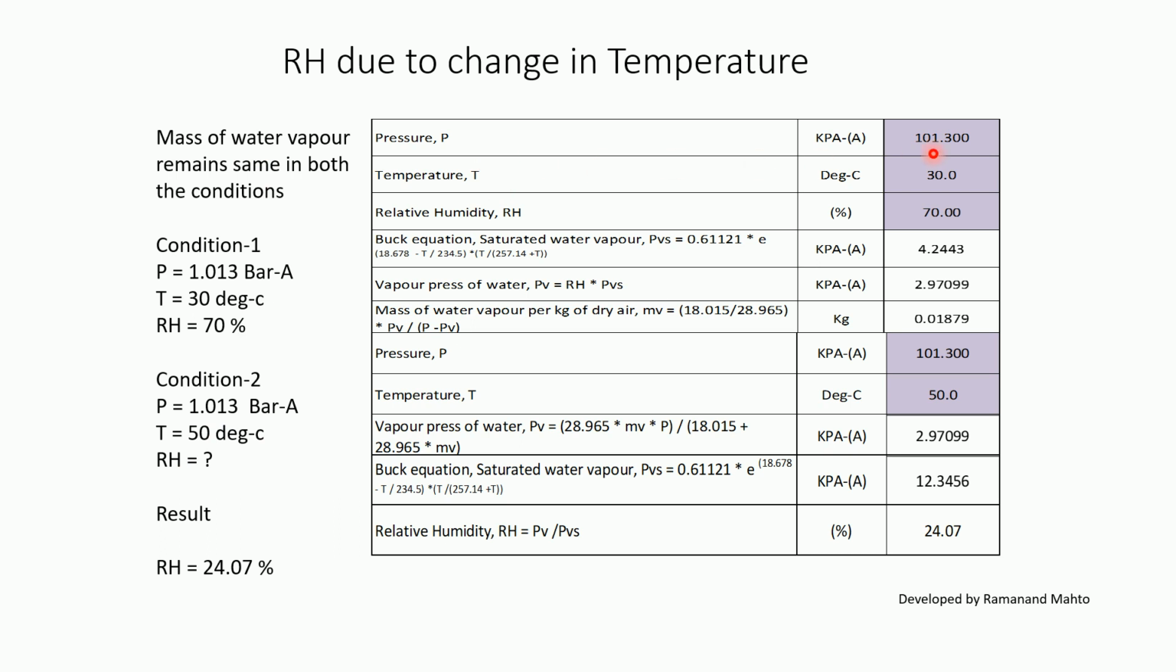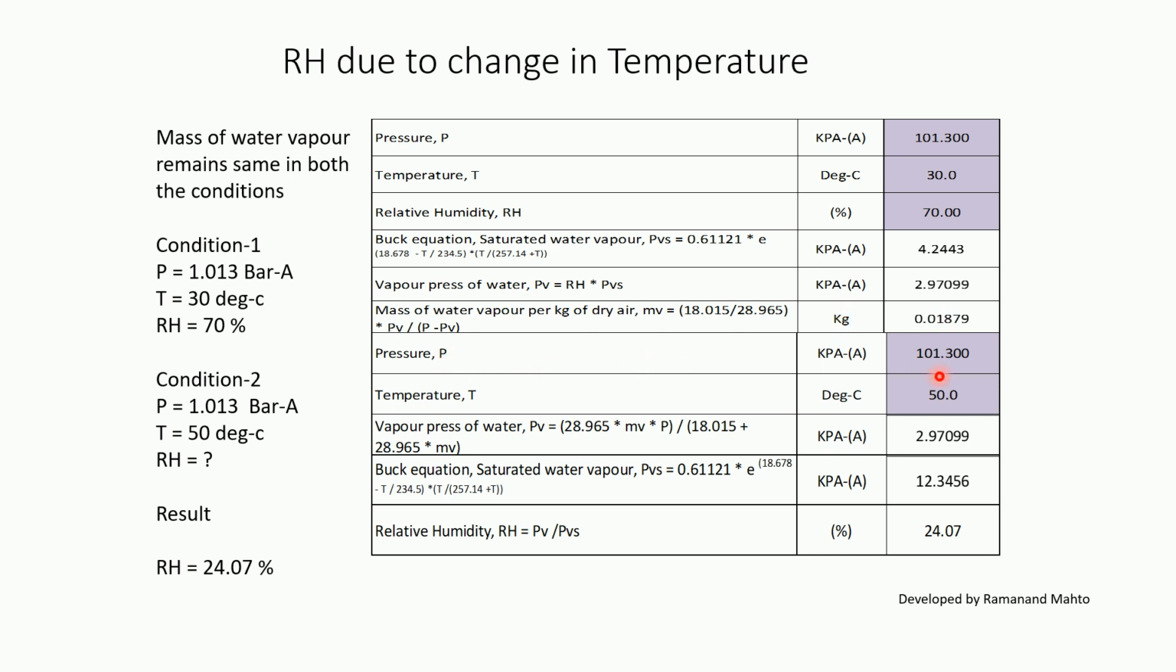So pressure 101.3 kilopascal, temperature this, relative humidity is 70%. So saturated water vapor pressure is 4.2443 using this equation. Vapor pressure will be 2.9709. Just multiply RH with this, we get the vapor pressure, and then mass of water vapor per kg of dry air is calculated using this equation, where P is this and PV is this. So we will get 0.1879.